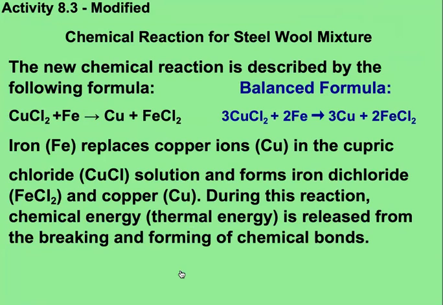Again, our chemical reaction here, if you're into chemistry, if you notice, we still have our reactants on this side. The arrow means yield, and these would be our products. So we have cupric chloride plus our steel, our iron, Fe, yields copper and iron chloride. So that's what we were getting, okay?